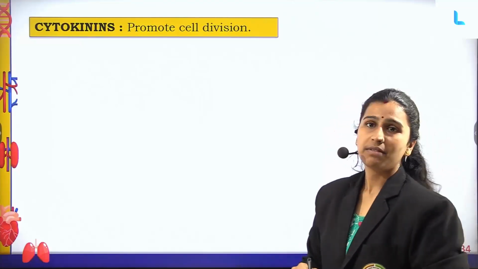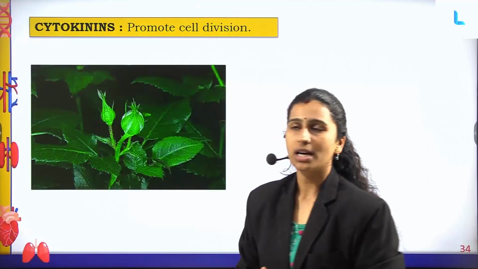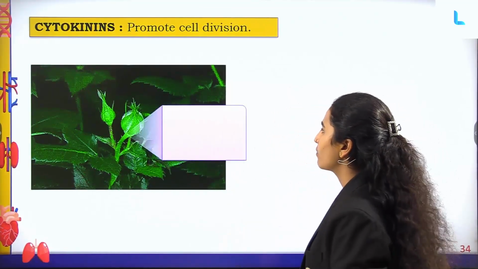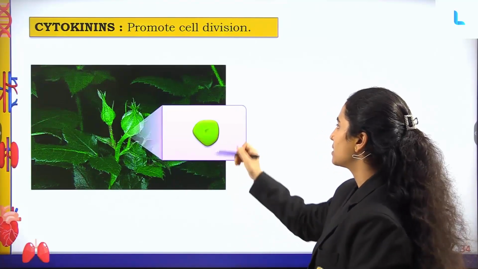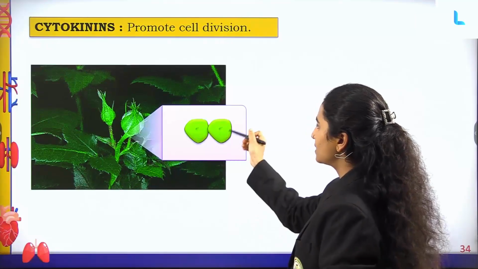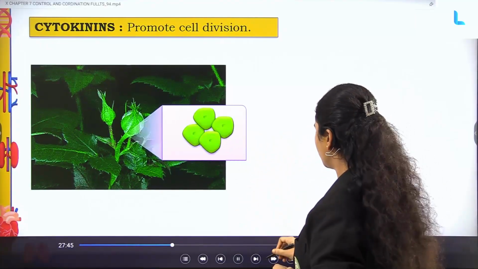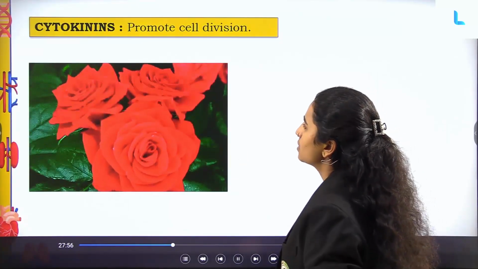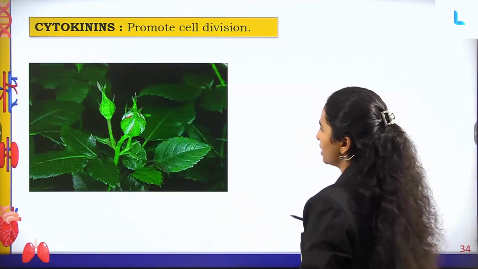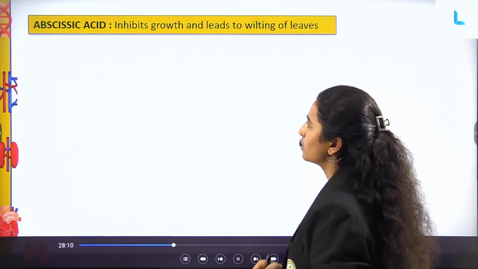Next, cytokinins, they will promote cell division. So cytokinins will provoke a cell to divide. So you can see this is a germinating phase of the plant. So this is a seed, and the cell division is going to take place for its germination to happen. So the seed blossomed into a flower with the help of cell division, and cytokinins will play an important role.